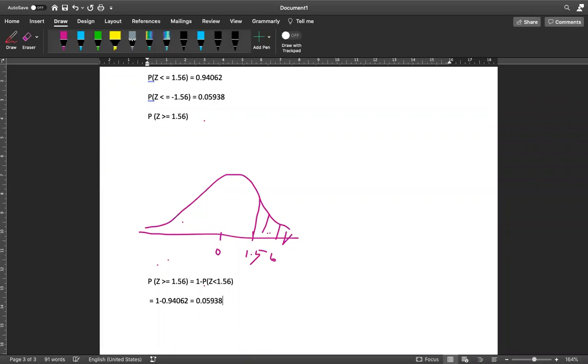We get 0.0594. So you see that the area that was occupied to the left of the negative figure is the same as the area that was occupied to the right of the positive figure. That is how the symmetric properties operate. Once you get the way it works, you can even close your eyes and solve any normal distribution question that you know. All right, Eunice.